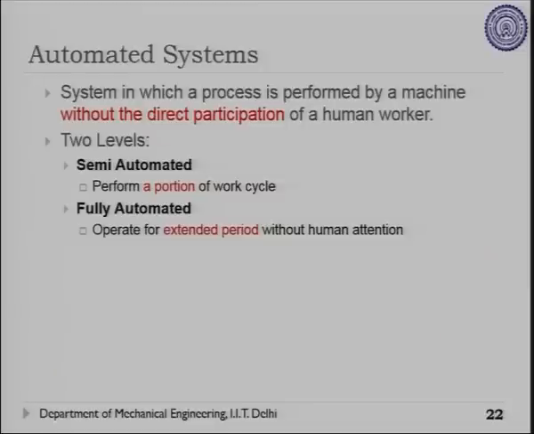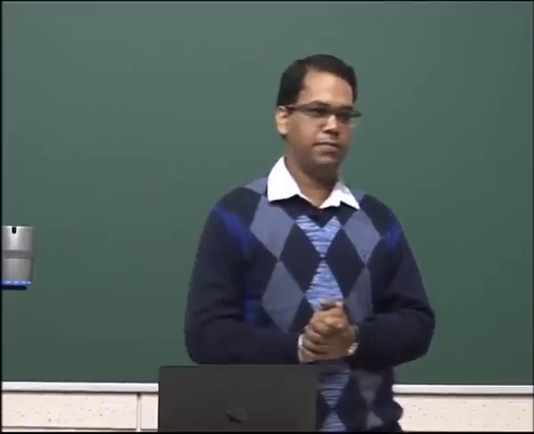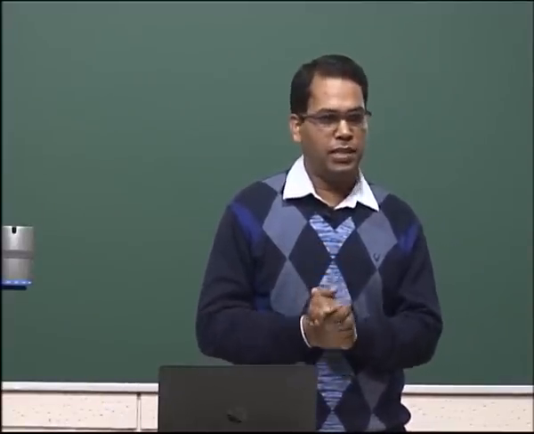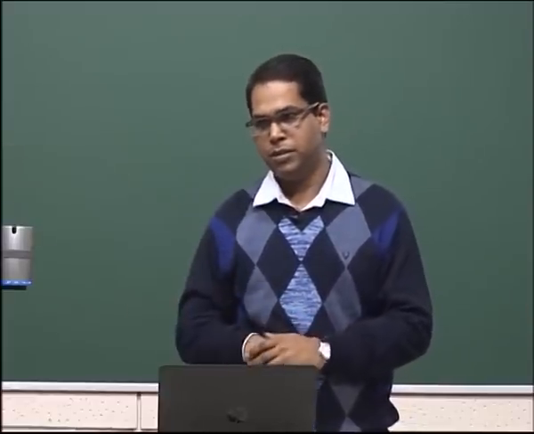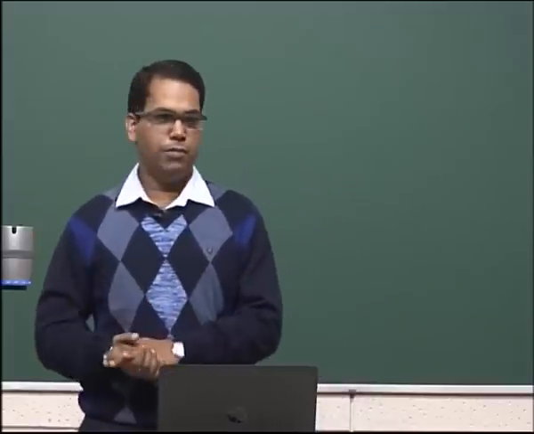Fine. Now I am coming to be more specific, as some of you have mentioned that the human being is there or not there, certain tasks to be performed by a human being. But what I mean by automated system is a system in which a process is performed by a machine without direct participation of a human worker. So this is the simple understanding of an automated system, and then a little more classification into semi-automatic and fully automatic. Again, these two definitions keep changing with time. When I say fully automatic system, 10 years before it was something different, and 10 years after, maybe in 2025 or 30, it will again be different.